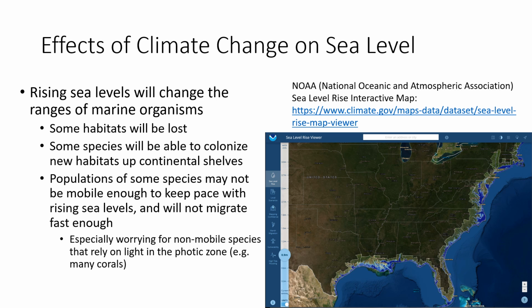But will the sea level rise be too rapid for them to shift their ranges? Corals are really slow moving and really slow growing. Like, they don't move. They move by each generation, just like we talked about with trees. Will they be able to colonize new areas fast enough to keep up with the rising rate of sea levels?